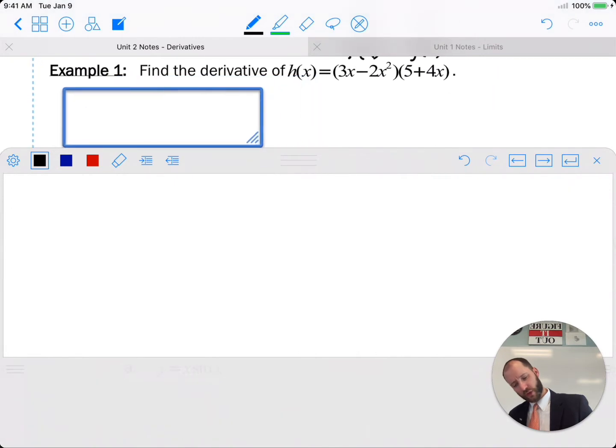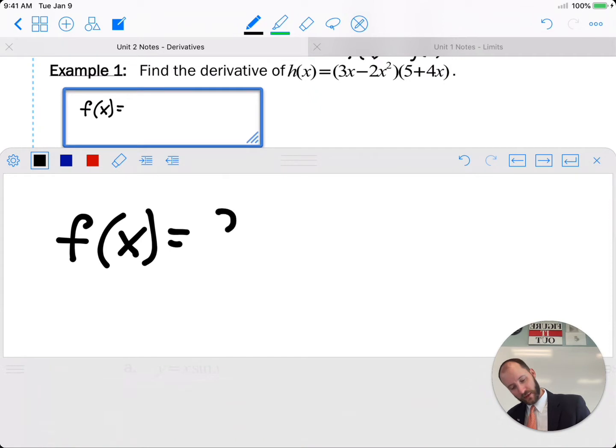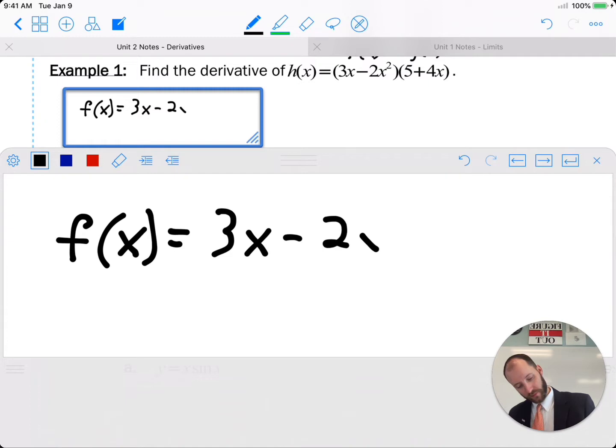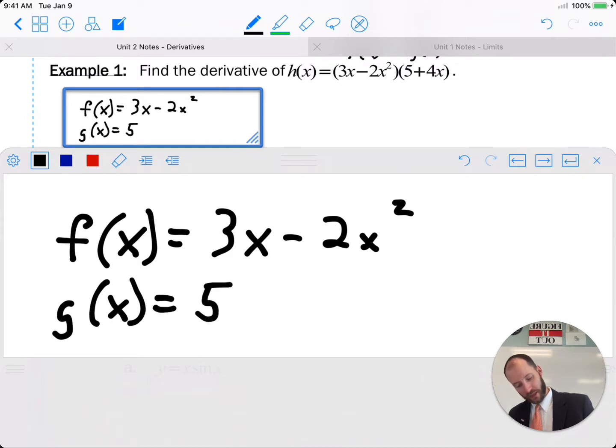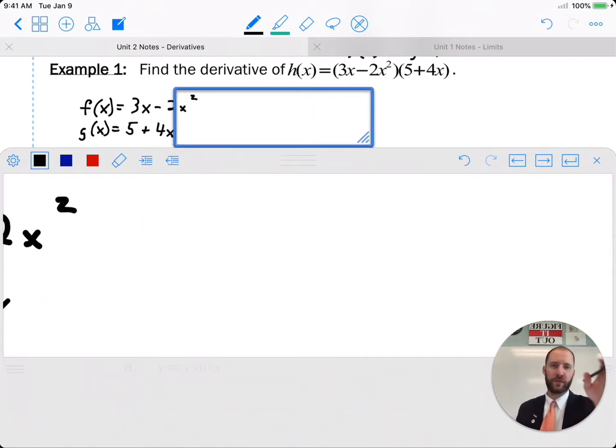So let's create what I call the box. It'll help with the organization. I'll use f of x and g of x for this problem. So f of x is the first quantity, 3x minus 2x squared. g of x is then 5 plus 4x. So now the method for these, like I said, is that they're a puzzle. You've got to get your puzzle pieces, put your puzzle pieces together. So let's get our puzzle pieces. We have f and g.